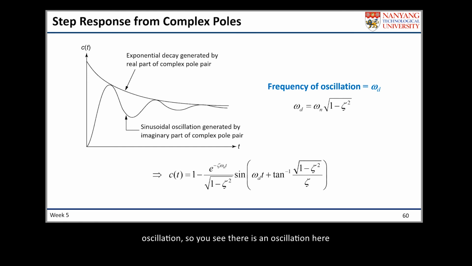You see there is an oscillation in your response here, right? The frequency of oscillation is equal to omega d. What do I mean by the frequency here? It's the frequency of one wave, one oscillation from peak to another peak. The frequency is equal to omega d, where omega d is determined by the parameters of the second order system, omega n as well as zeta.